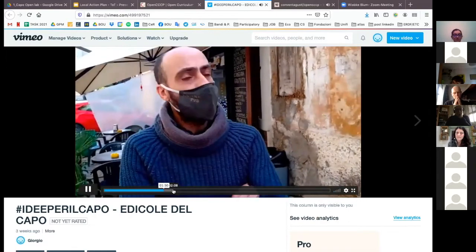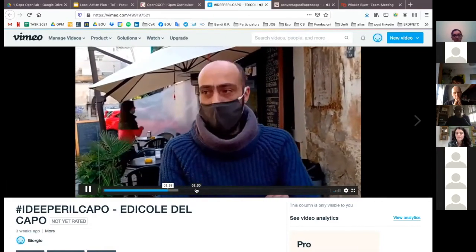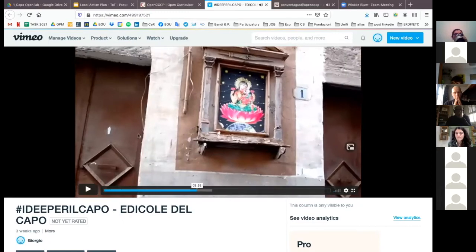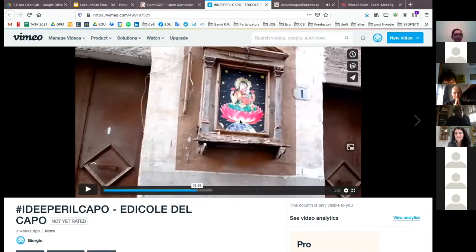Common of the district. From the votive shrines discovery, we discovered also other things like this. This one in particular is a votive shrine that was already reevaluated or recovered, and in some way restructured, by a local artist who put this image of an Indian Madonna, a mix between a Madonna and a Hindu divinity, on a votive shrine that was really left not valorized.